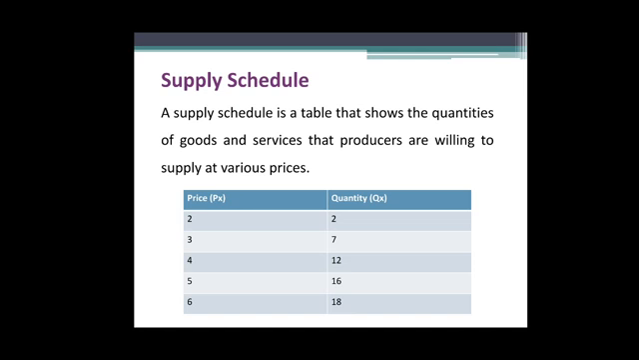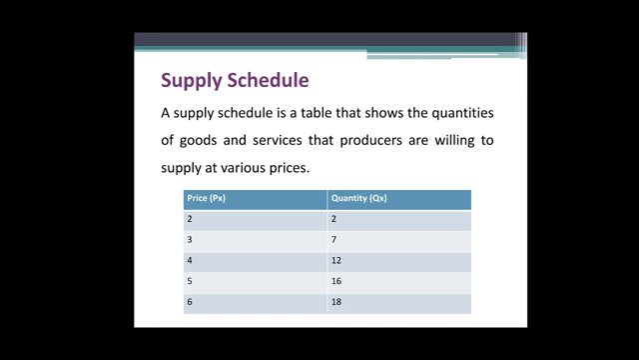Now, coming to one of the important elements of supply, which is supply schedule. Students, a supply schedule is a table that shows the quantities of goods and services that producers are willing to supply at various prices. In simple terms, we can say that a table which shows the relationship between market price and the amount of a commodity that producers are willing to produce and sell is called a supply schedule.